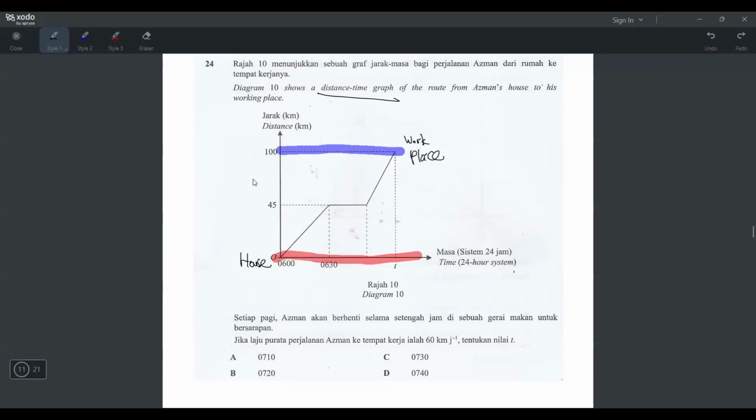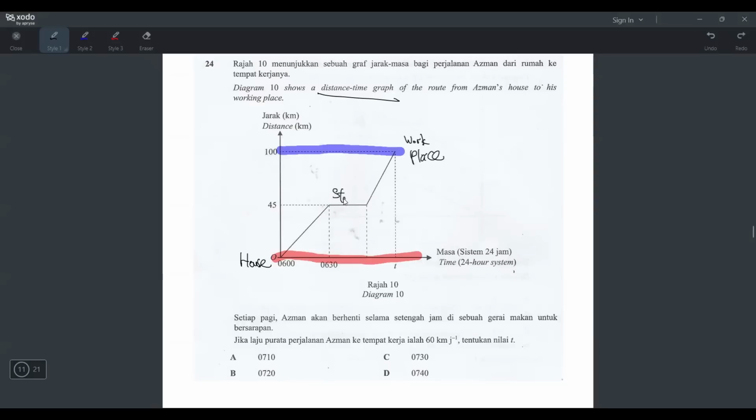He starts moving. Yeah, he starts moving, right? So time is increasing, distance is also increasing, right? So this is moving. What about here? What happens here? The time is increasing, but the distance never changes. There's no change in distance here. It means what happens here?